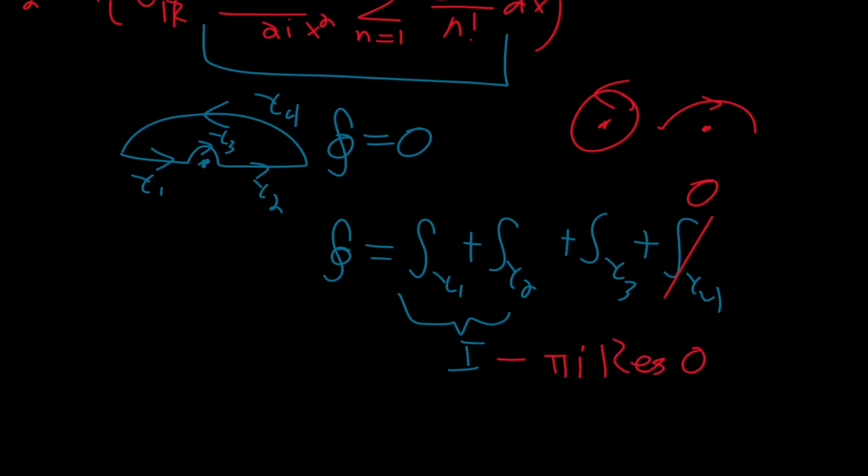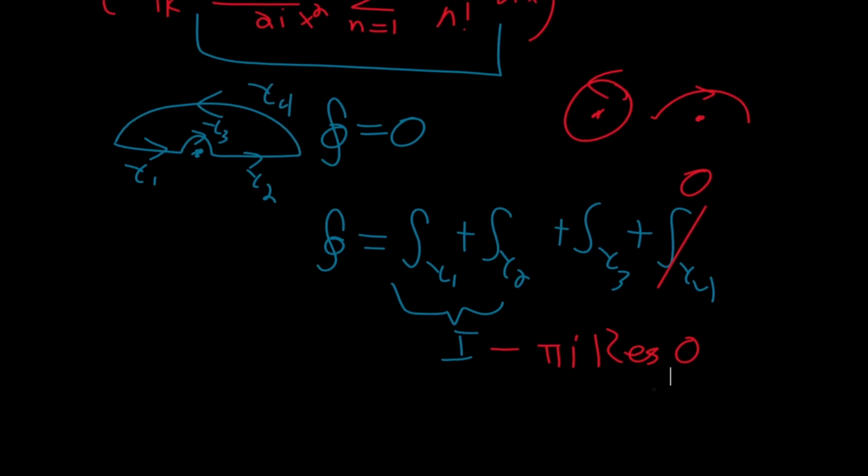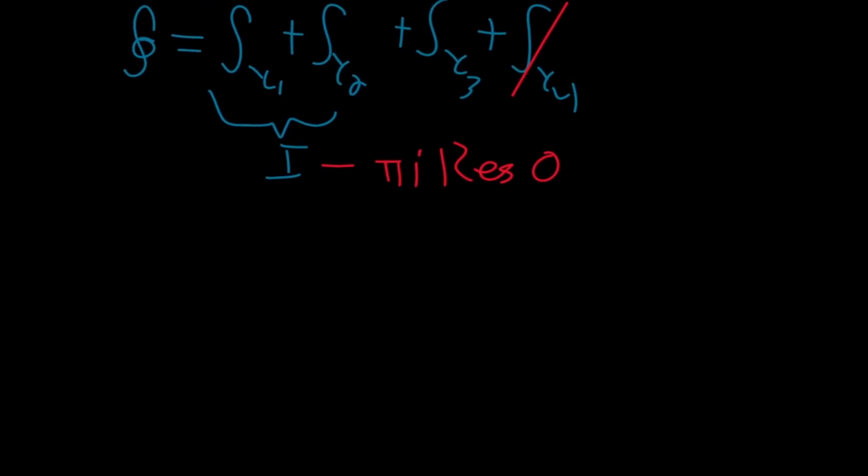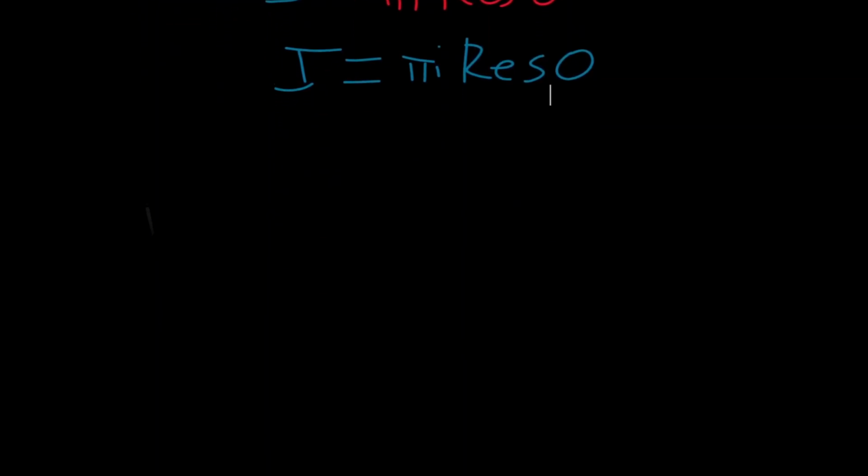And since the sum of all of these must equal 0, what we can conclude from all this is that our actual integral, so I, is just going to be equal to pi i times the residue at 0. So let's get evaluating this residue, shall we?